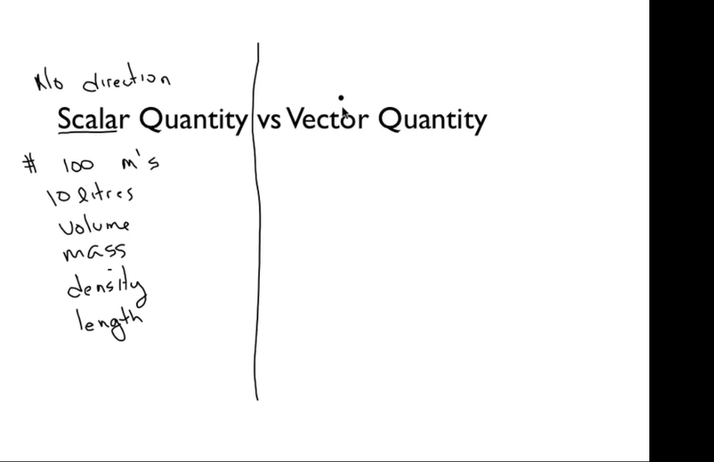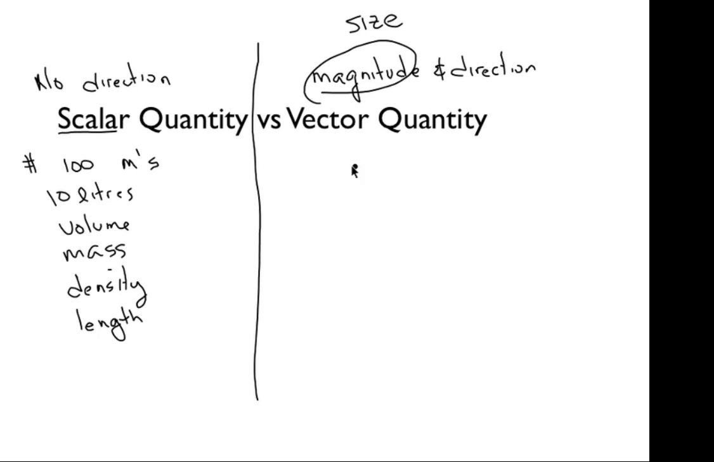Vector quantities have both magnitude and direction. Magnitude is really another fancy way of saying size. So don't get confused when you see a problem that says magnitude. It's just how big, what's the number, and they're not concerned about a direction.